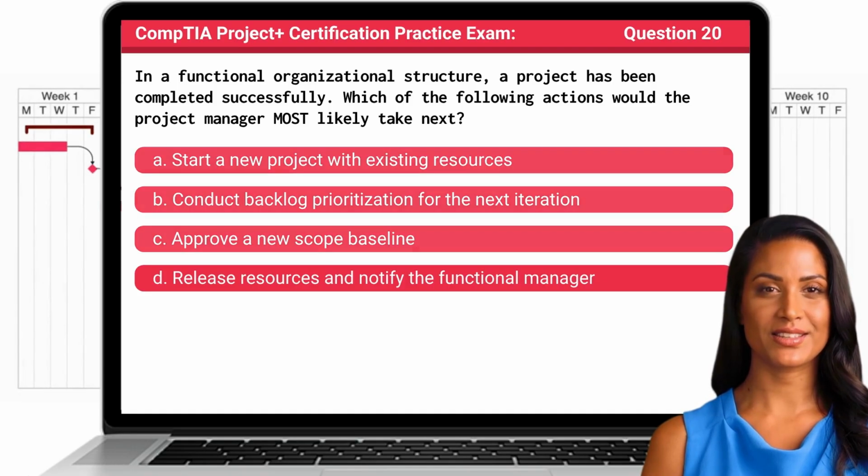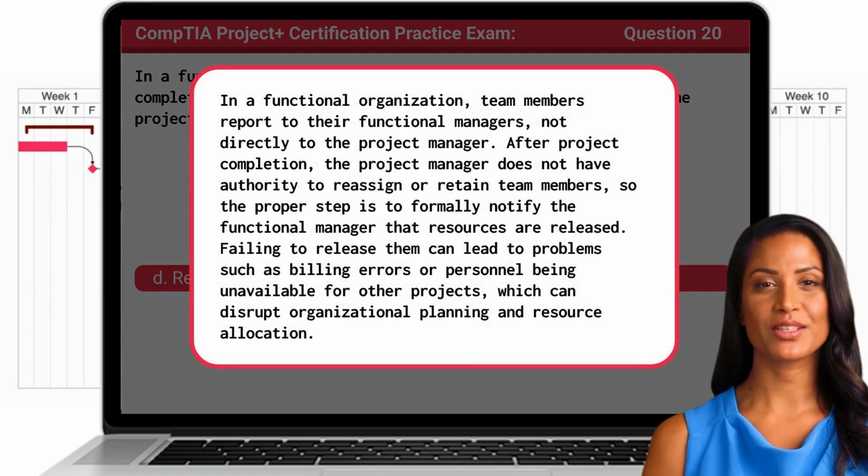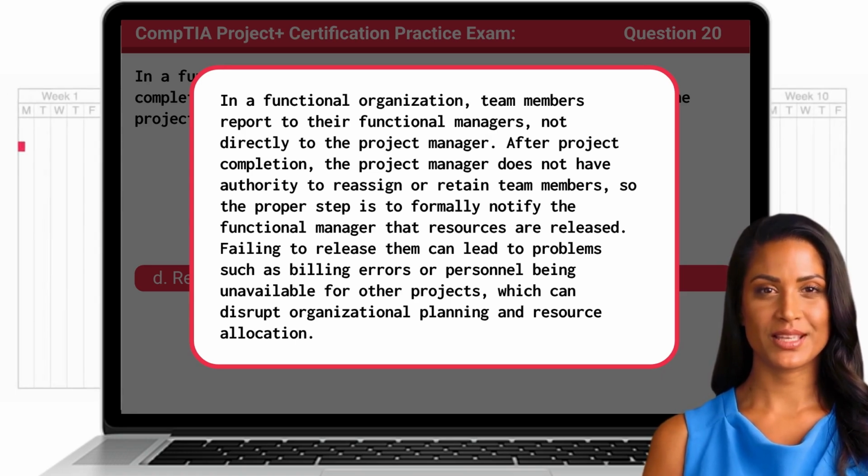The answer is D. Release resources and notify the functional manager. In a functional organization, team members report to their functional managers, not directly to the project manager. After project completion, the project manager does not have authority to reassign or retain team members. So the proper step is to formally notify the functional manager that resources are released.